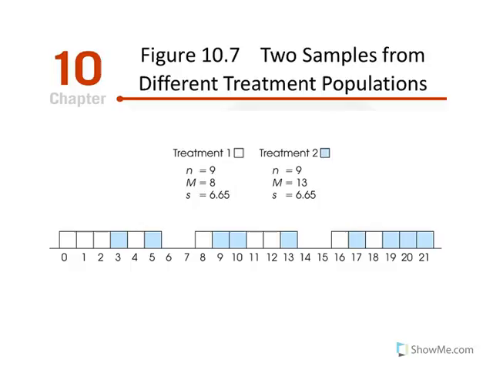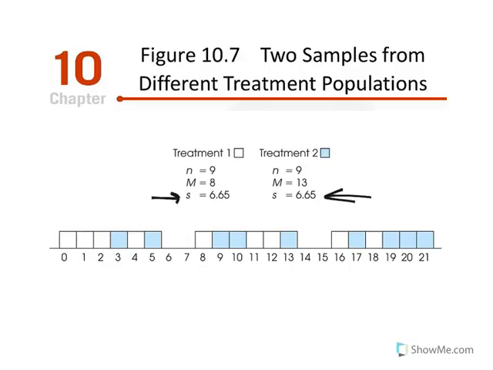Figure 10.7 shows two samples from different treatment populations. The data is almost identical to the previous example, but what has changed is the variability of these two samples. So the previous example illustrated a standard deviation of 1.22 for both treatment 1 and treatment 2. So now we're going to demonstrate how the t-statistic will be adversely affected by this increase in variability.